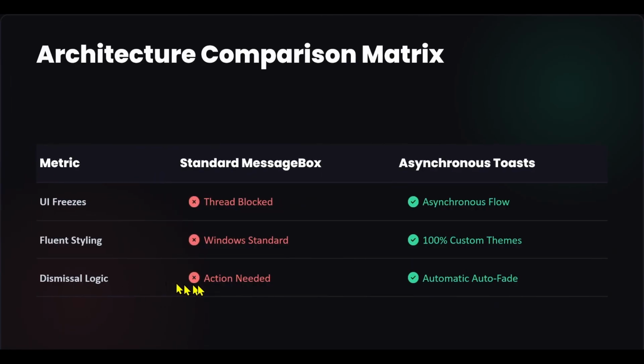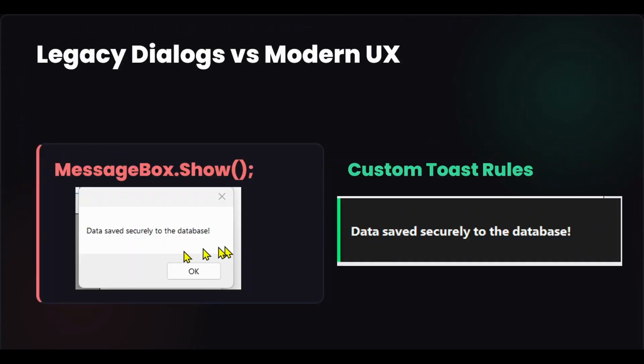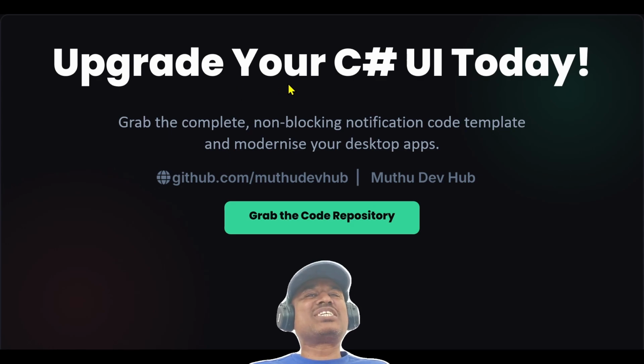Third is dismissal logic. When you see a message box, an action is required. Whereas in the toast form, you don't need to wait for any action. I switch to the sample one. See here, you manually need to press the OK button. Whereas the toast form disappears automatically. That's it. Now your C# desktop app looks like a premium modern platform.